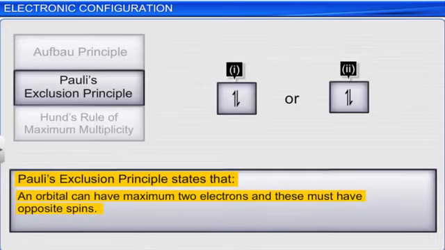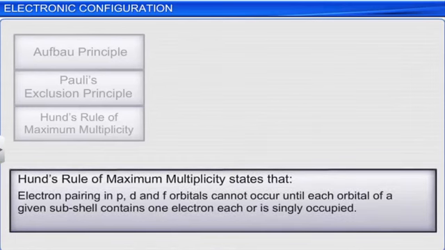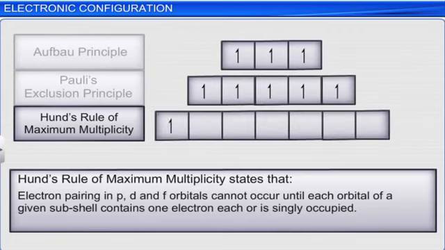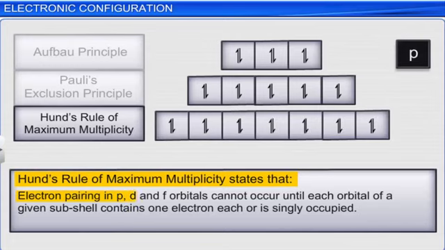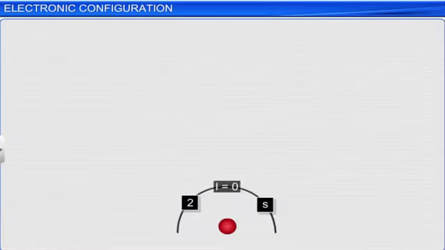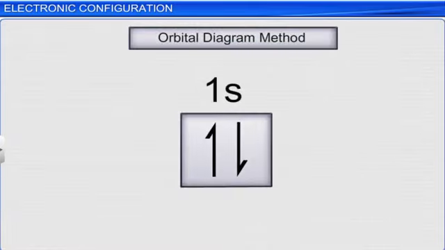And finally, the Hund's rule of maximum multiplicity that deals with filling of electrons into equal energy orbitals of the same subshell. It states that electron pairing in p, d and f orbitals cannot occur until each orbital of a given subshell contains 1 electron each or is singly occupied. We can represent the electronic configuration in 2 ways. One way is to represent it by the orbital diagram method.